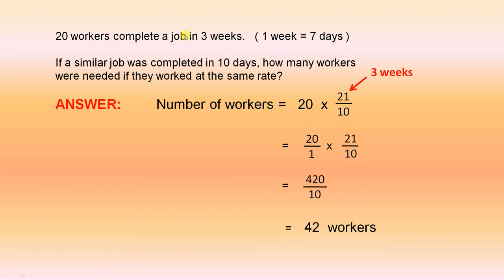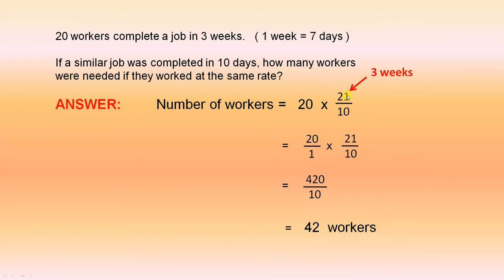20 workers complete a job in 3 weeks, where 1 week is 7 days. If a similar job was completed in 10 days, how many workers were needed if they worked at the same rate? Now, 10 days, that's roughly half of this time. So it's roughly half. So in other words, the number of workers needed will be approximately twice as many. It won't be exactly, because that's roughly half.